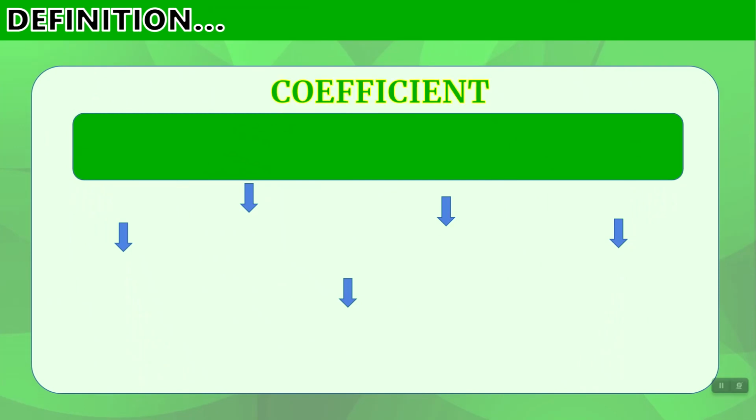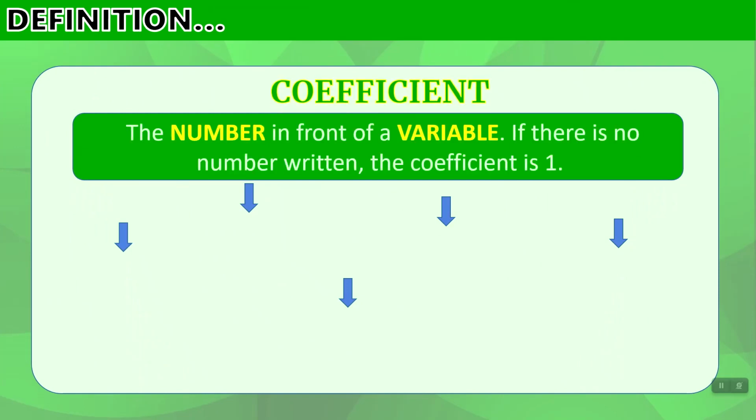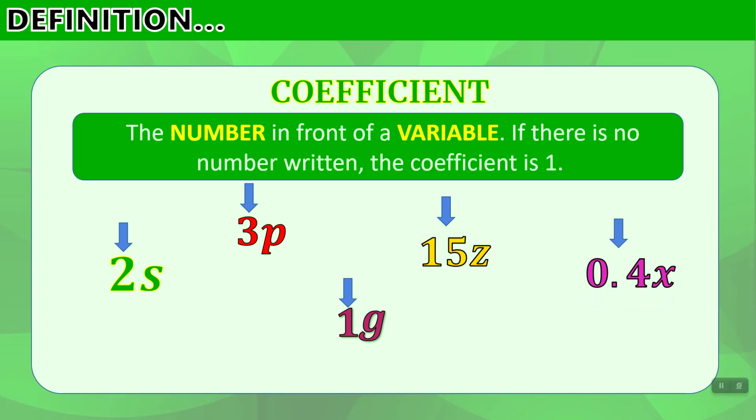And now let's look at the word coefficient. A coefficient is simply the number in front of a variable. If there is no number written, the coefficient is 1. We know variables are letters of the alphabet. And so if there is a number in front of the letter, that is a coefficient. So in 2s, 2 is the coefficient. 3p, 3 is the coefficient. In g, I see no number in the front, and when this happens, we know that there is a 1 in the front, and the coefficient is 1. 15z, the coefficient is 15. 0.4x, the coefficient is 0.4.